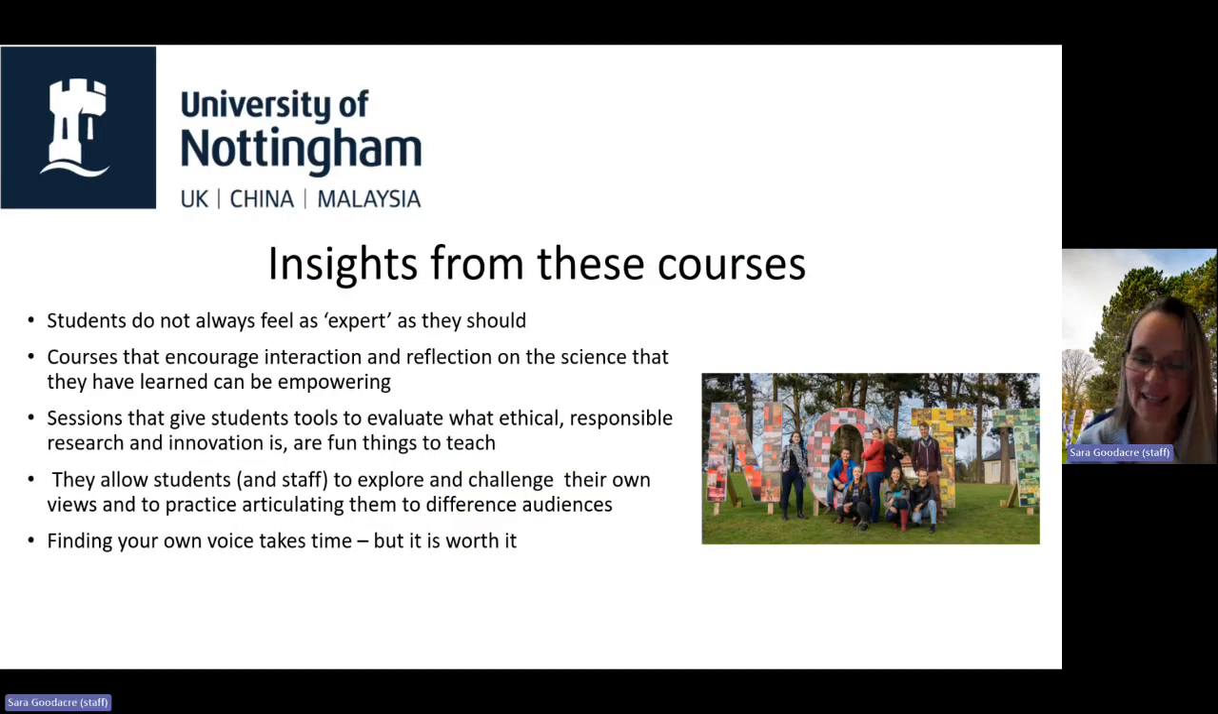So the insights that we have gained and that we would like to share are really a reflection, particularly perhaps coming out of the COVID era, to say that students do not always feel as expert as perhaps they should, and perhaps they have not had as much of a chance to practice talking about their science as they might. But courses that encourage interactions and reflection on what they've done can actually be very empowering, and teaching students that they are really well equipped to make decisions both within and outside the scientific arena, actually.